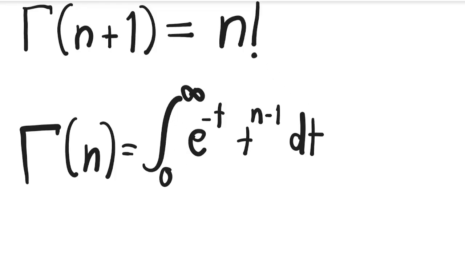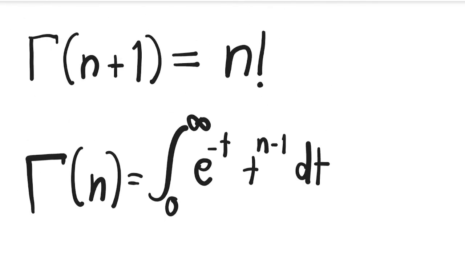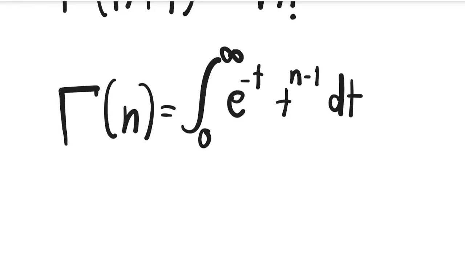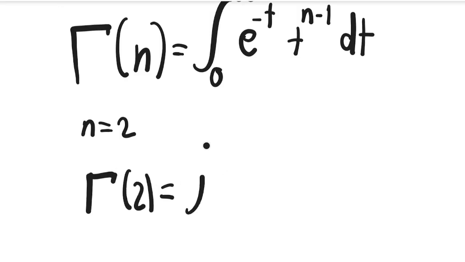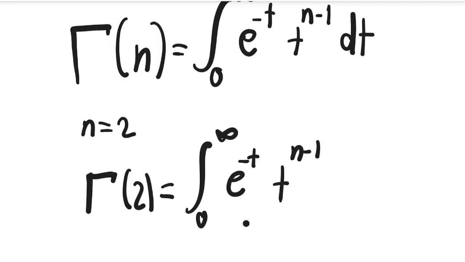And if you were to take a number, let's say n is equal to 2, as your input, then your gamma function at 2 will be the integral from 0 to infinity of e to minus t times t to 2 minus 1, which is 1, so t to 1 is just t, times dt, and then you will integrate this using integration by parts.